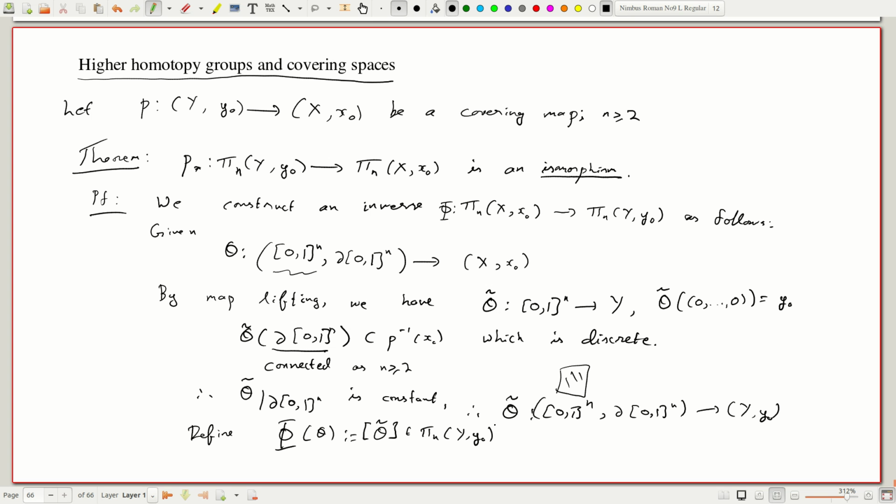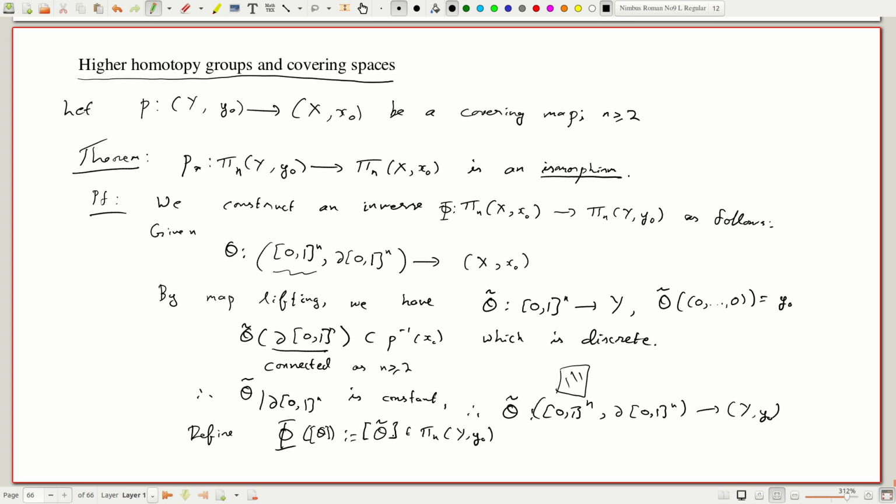Okay. Now, since theta tilde is a lift, if I apply p to it, then you get back theta, I mean the class of theta. So phi n of the class of theta is this. Homotopy is lifted, so this is well defined.